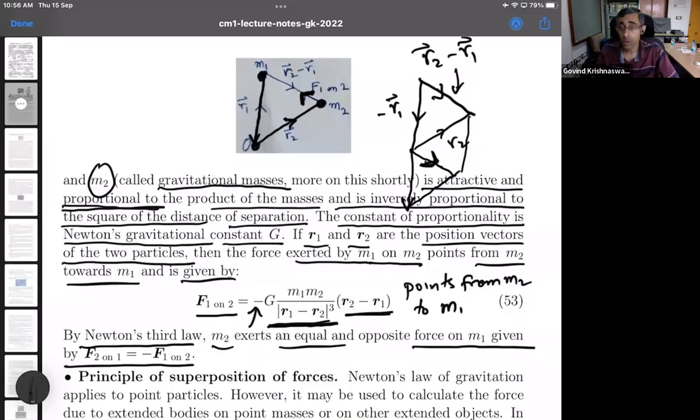And by the way, these forces do not depend on the state of motion of the particles. So it is at any one instant. M1 may be moving, M2 may be moving, at the next instant maybe somewhere else. It may be accelerating, it may be stationary, all that doesn't matter. This is the force at one instant of time.